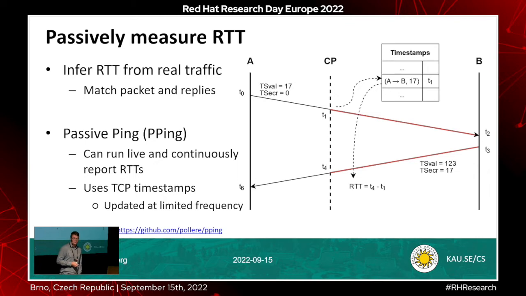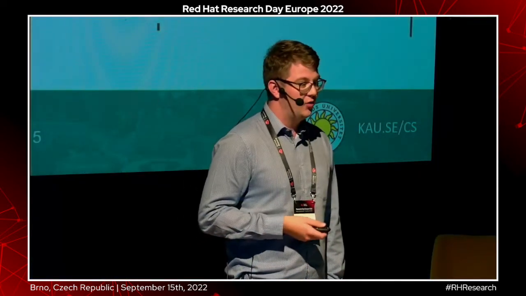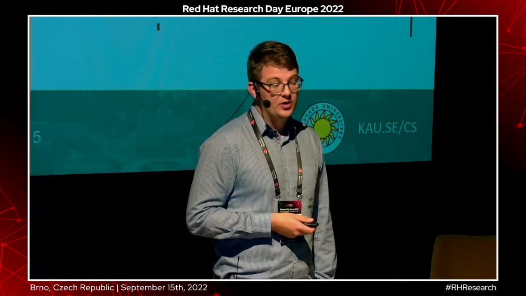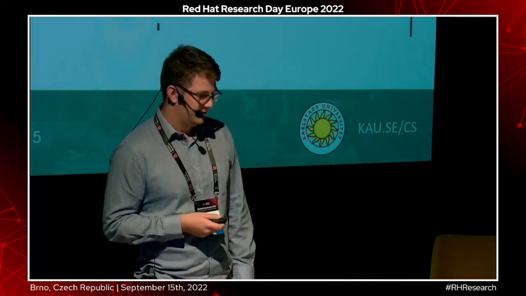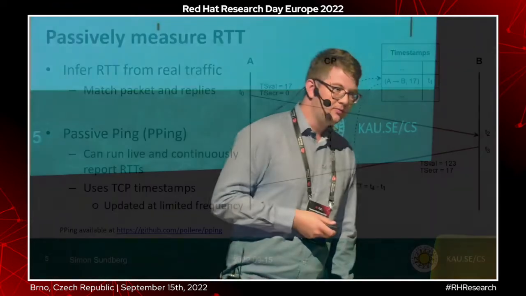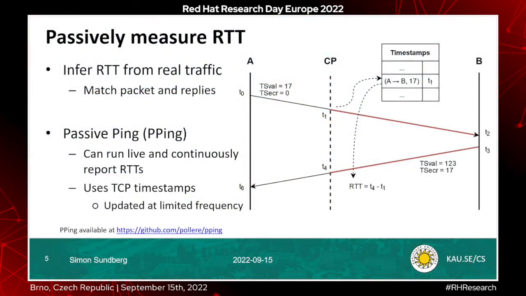So if we can't really use active network monitoring for this, what can we do instead? Well, we can make use of something that is known as passive network monitoring instead. And with passive network monitoring, you're not generating any additional network probes that you send out on the network. Instead, you're simply observing the traffic that is already there.